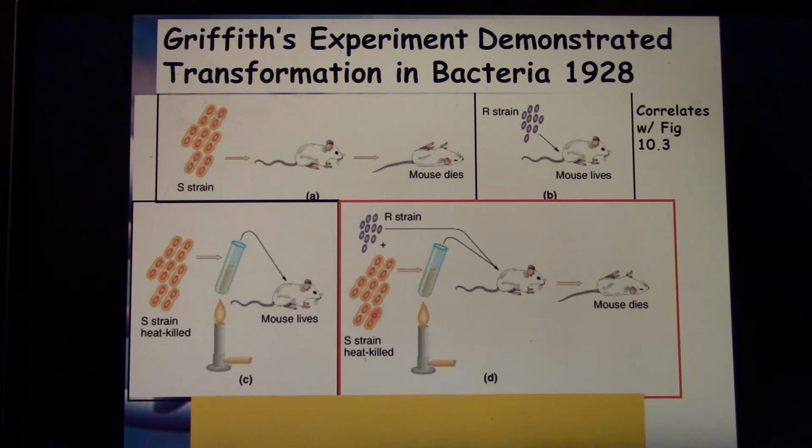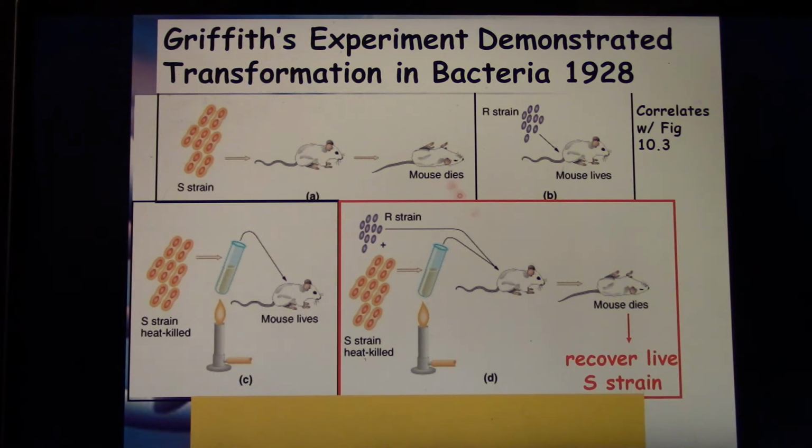So then he does the fourth experiment. He heat kills the smooth, virulent strain, the lethal strain of the bacteria. And he took the rough strain that did not kill the mouse, and he mixed them together. And then he gave it to the mouse. Mouse dies. He did an autopsy on the mouse, and he recovered live S strain.